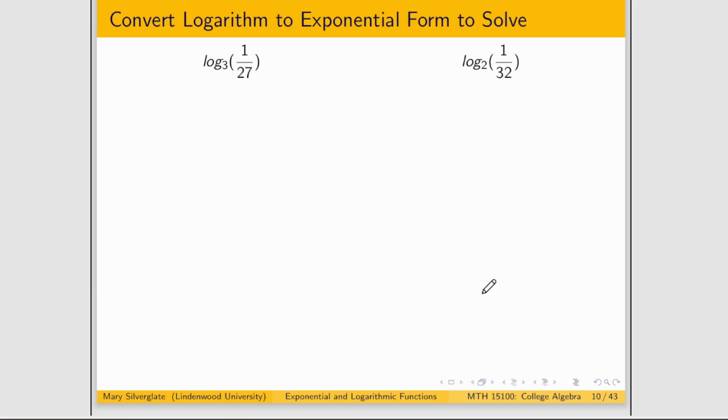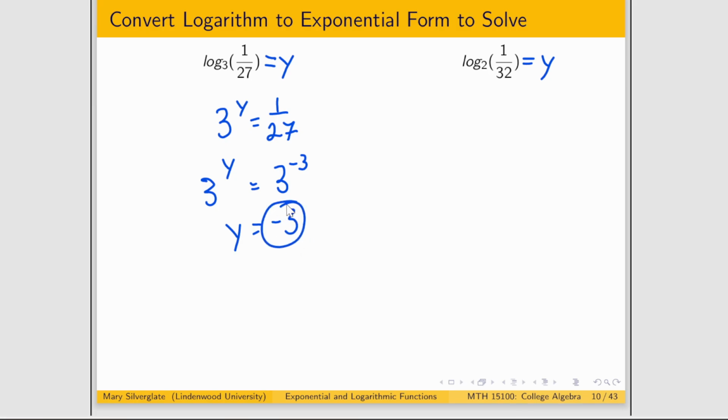Go ahead and pause your video and see if you can do these two. First step for both of these is you want to convert them to exponents. So we have same base to the output is equal to the input. And then I'm going to actually just go ahead and try to convert 3 to what power would be 1 over 27. So 3 to the 3rd would give me 27. And then if it's a fraction, it must have been 3 to the -3 to give me 1 over 27. So it must be that this is equal to -3.